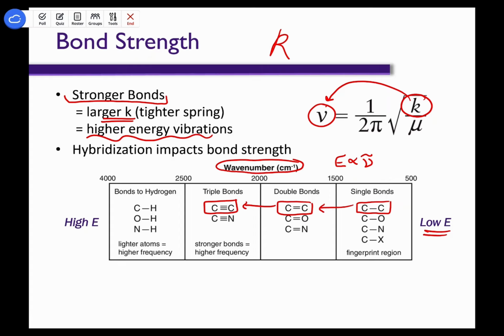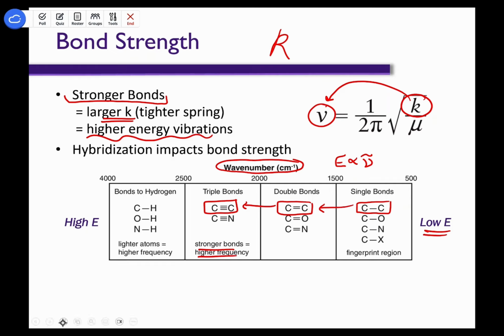And we know that when we go from a single to a double, the double's stronger. Double to triple, the triple's stronger. As the bond strength increases, its bond energy, its vibrational energy, increases, so its bond frequency increases. It absorbs energy at a higher energy level. Stronger bonds, higher frequency for absorption.